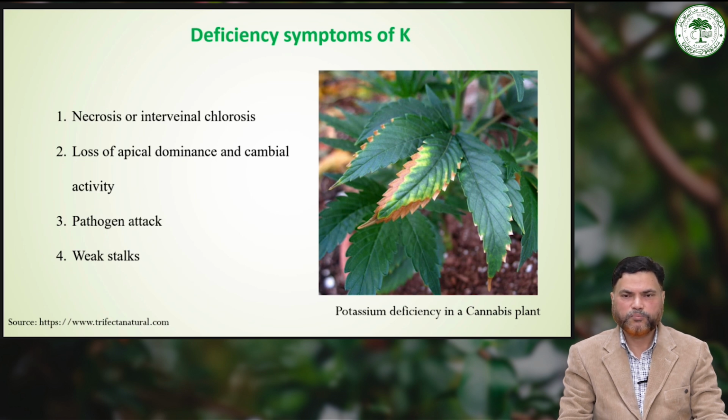And in addition to this, potassium deficiency can result in loss of apical dominance and cambial activity. Potassium's high solubility in water leads to leaching out of rocky or sandy soil. So, generally during potassium deficiency, a plant could face a higher risk of pathogen attack, wilting, chlorosis, brown spotting, and susceptibility to damage from frost and heat.